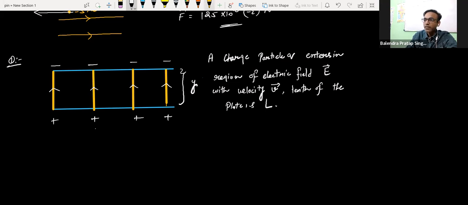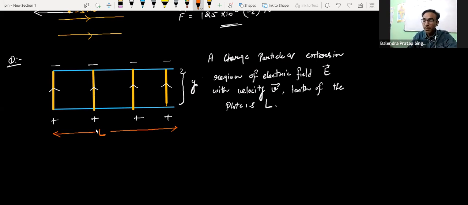You know the length of this plate, means if the total length of this plate is capital L, okay, and means the total distance along your x-axis, length of the plate is capital L, and the distance between positive to negative plate is y. So you can consider it as in y direction or y axis the distance is y, and on x axis the distance is capital L.